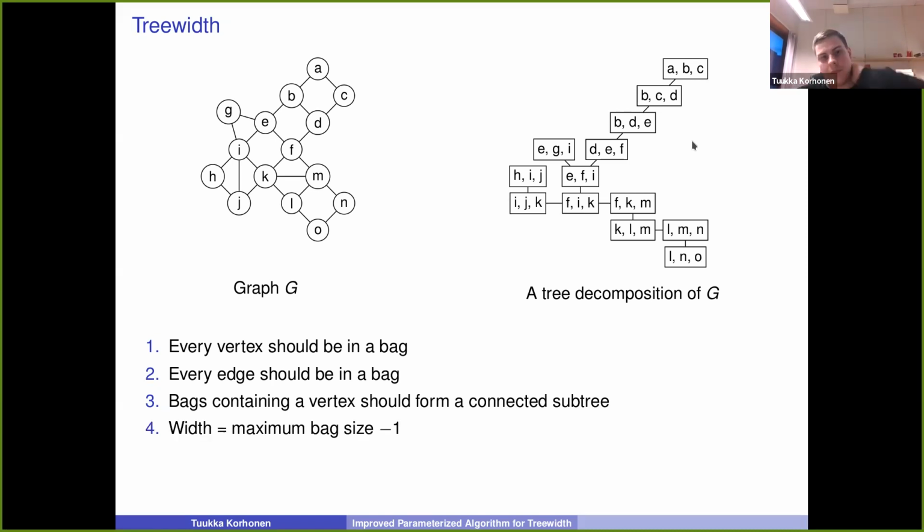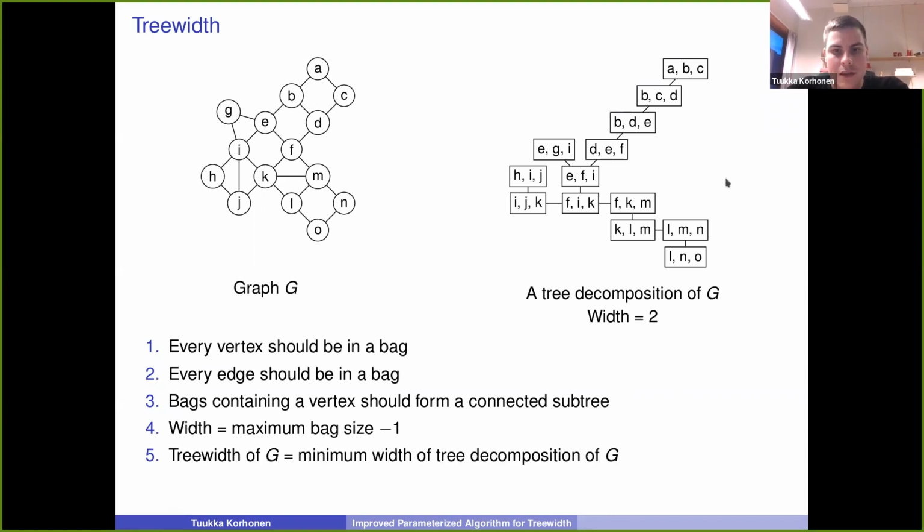Then the width of a tree decomposition is the maximum bag size minus 1. Here all bag sizes are 3, but you can have bags of different sizes. So the width of this decomposition is 2, and the treewidth of a graph is the minimum width of a tree decomposition, and the treewidth of this graph turns out to be 2. Well, because it's not a forest, and it has a tree decomposition of width 2, so it must have treewidth 2.